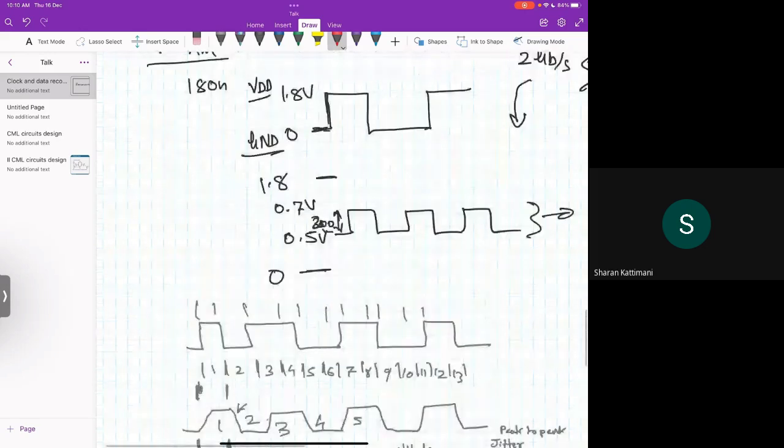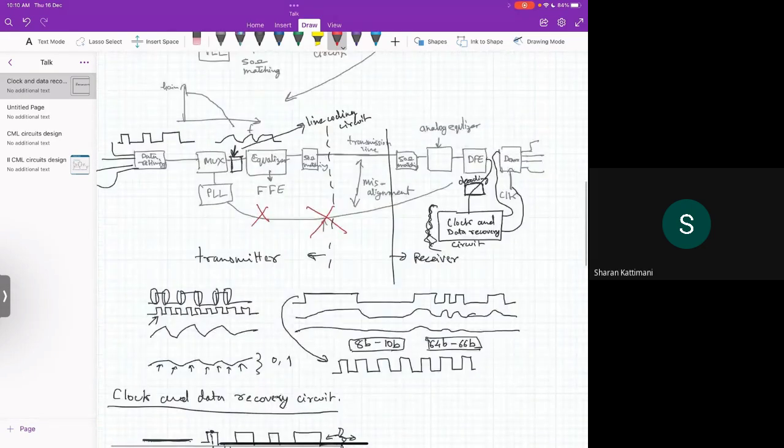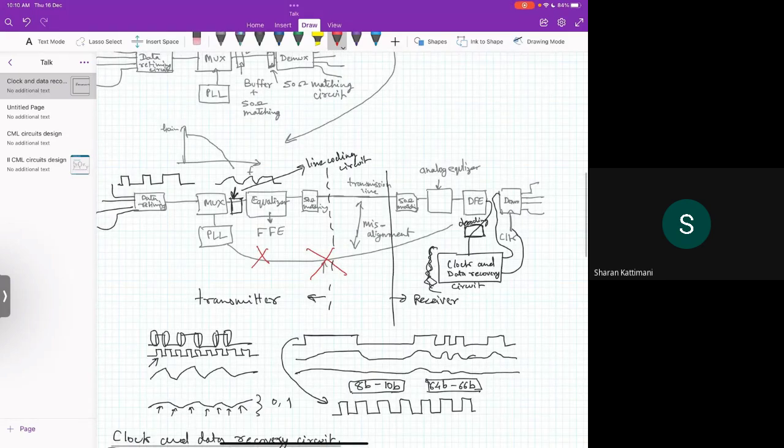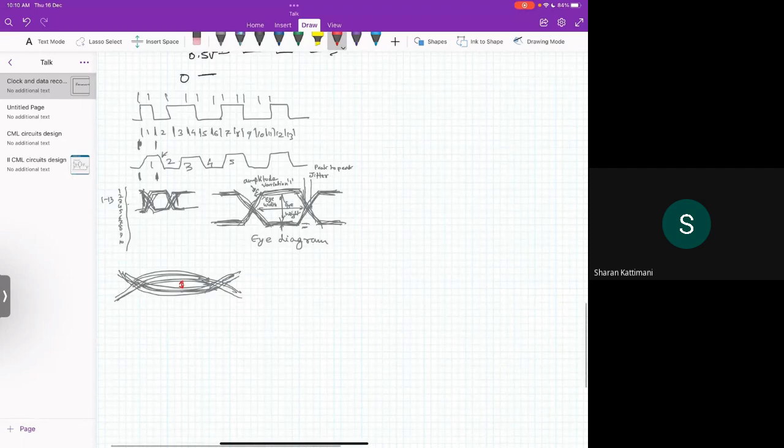So when you receive the data here, this is the eye type that you receive. It is very bad quality, something like this, and then you apply an equalizer etc. to make it wide open, so then it will be a little bit better.